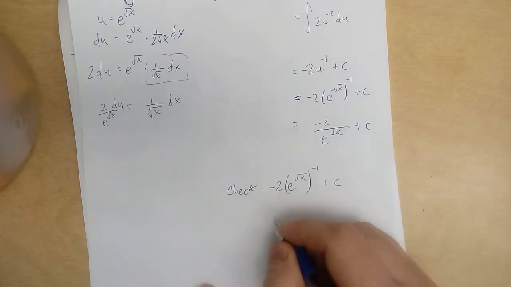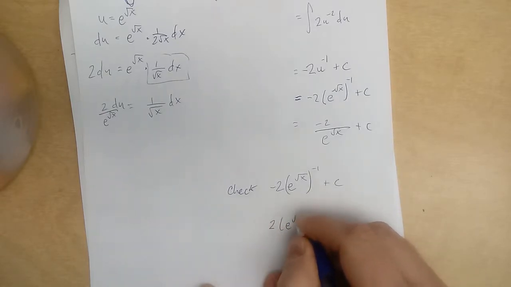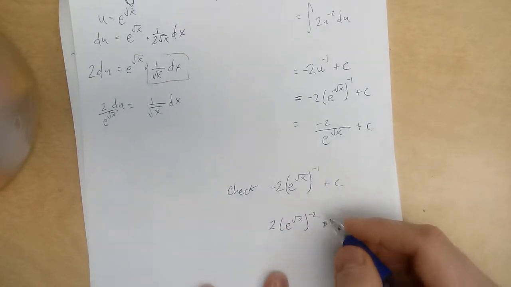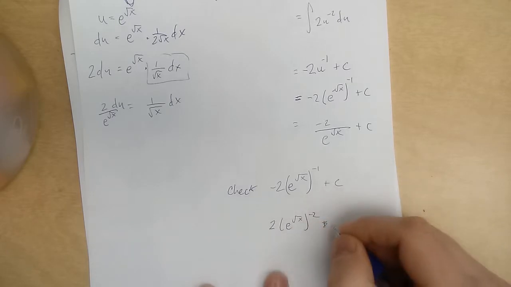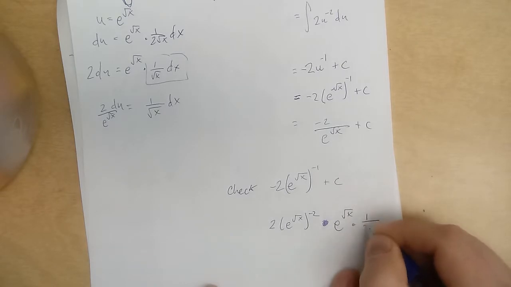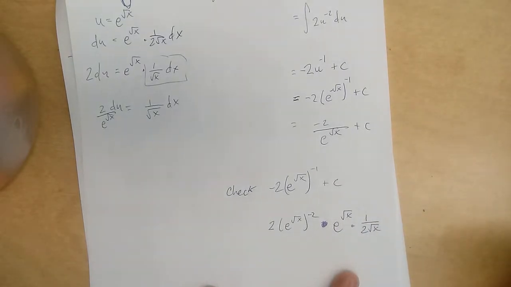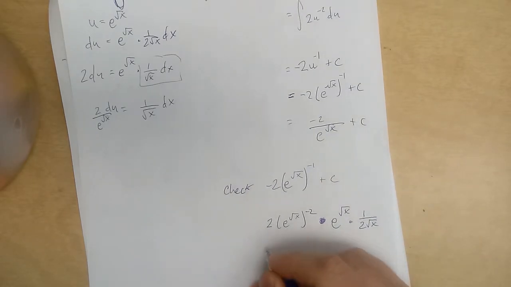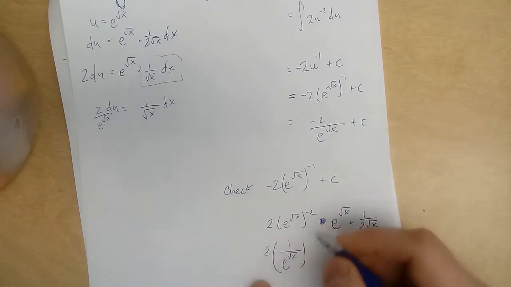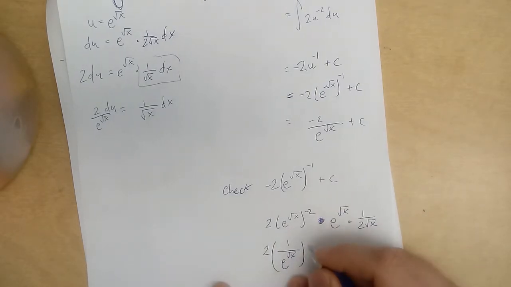First we multiply by the negative 1 and we get 2 e to the radical x to the negative 2. The plus c goes away. Then we're going to multiply by the derivative of that, which is e to the radical x. Then I'm going to multiply by the derivative of the inside, which is 1 over 2 root x. Okay. That's a lot of stuff. But let's start cleaning it up. Okay, so this is 2, and this is 1 over e to the radical x. And since it's squared, that means there's 2 of them.